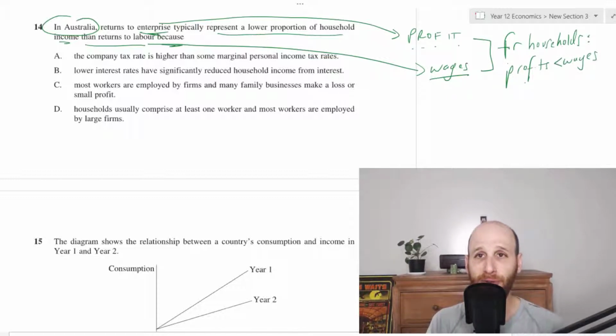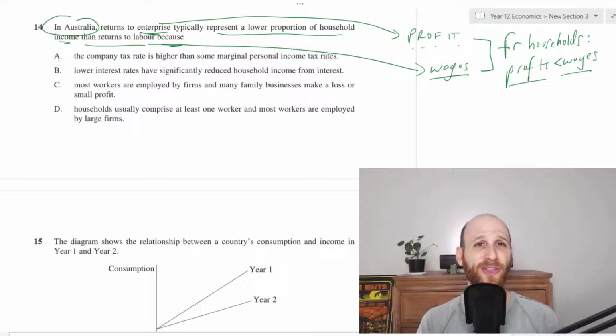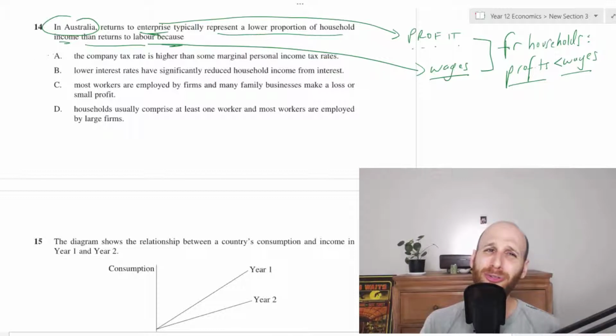So for households, profits tend to be less than wages in terms of income because the company tax rate is higher than some personal income tax rates. I'm not sure. I don't know about this one. I might put a question mark. Lower interest rates have significantly reduced household income from interest. I'm not sure this is getting at the question.